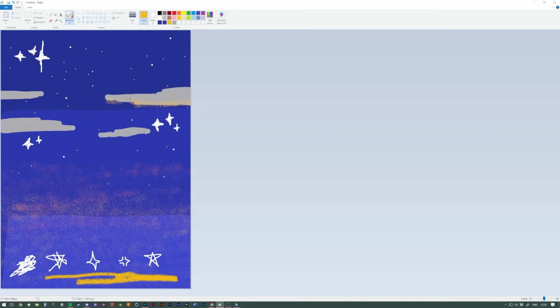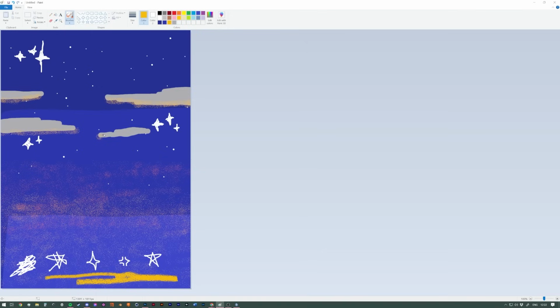Okay, so this is the light pollution that goes under the clouds. Now this is the glow that comes off the cloud, right? Oh, I misclicked.